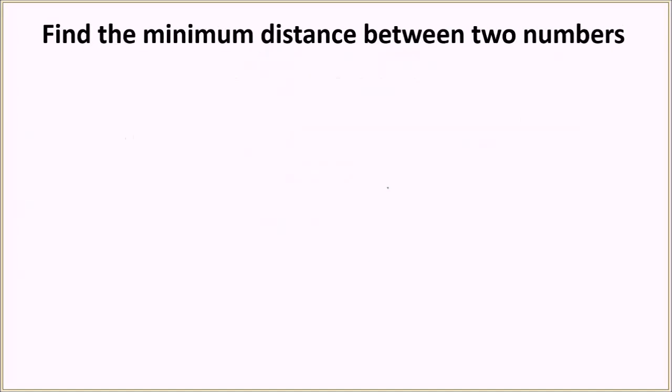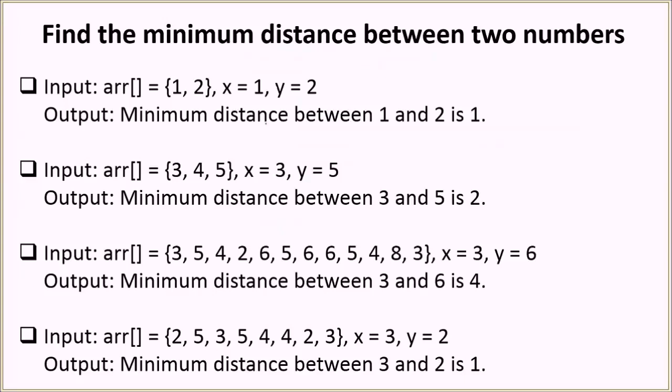So these two boundary conditions will not exist. Okay, so let's understand the problem better. Suppose we have this input array which has just the two elements 1 and 2. So if x is 1 and y is 2, then the distance between these two elements is just 1. Quite simple. So let's get to some more complex array where we have three elements.